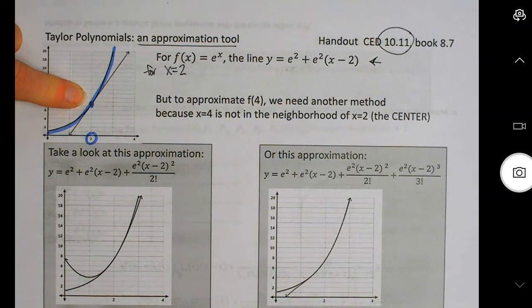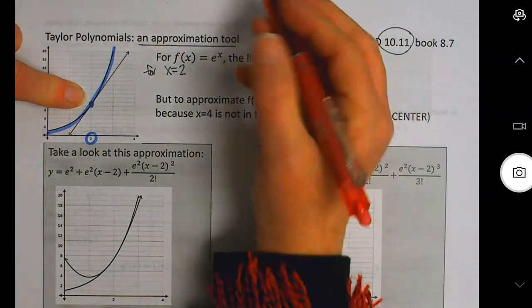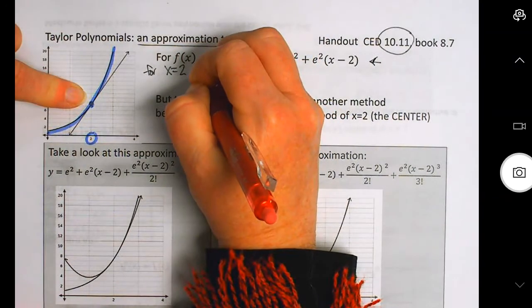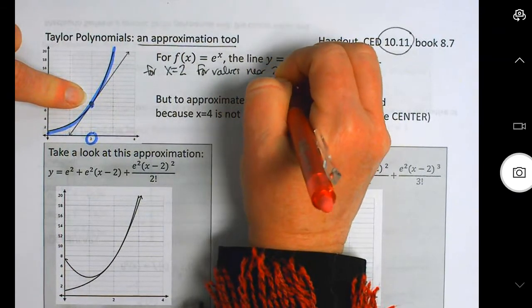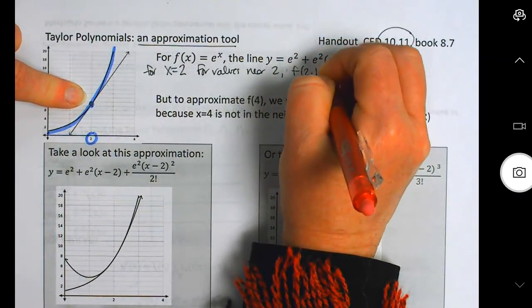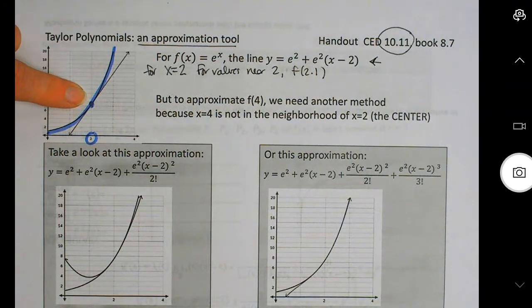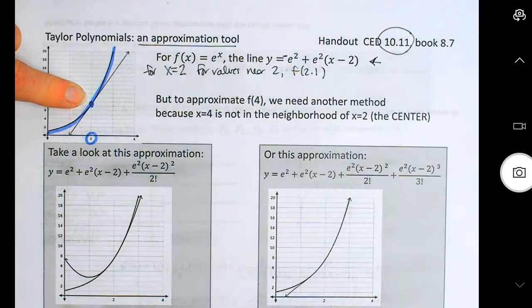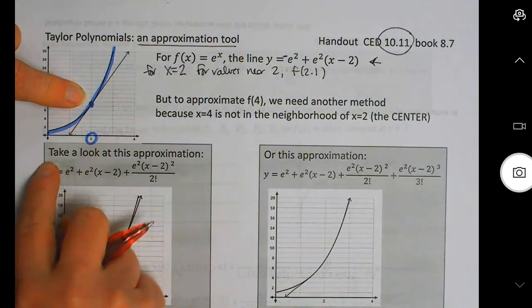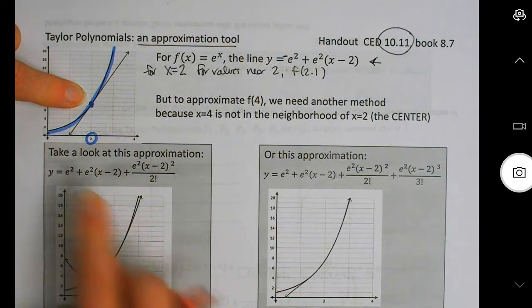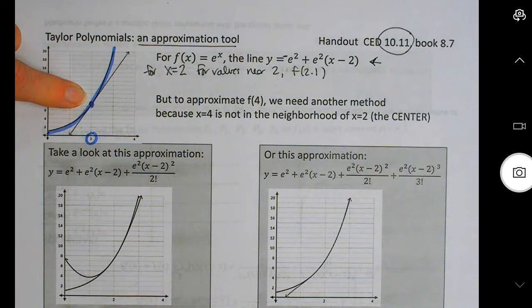All right, so this would tell us about values near 2, like f of 2.1. We could plug that in, and we would get, this should be negative e squared, I think. Wait, sorry, I think that's negative e squared. In order to have a y-intercept that's down here, it would have to be negative e squared. My bad. I'll just put a negative there.